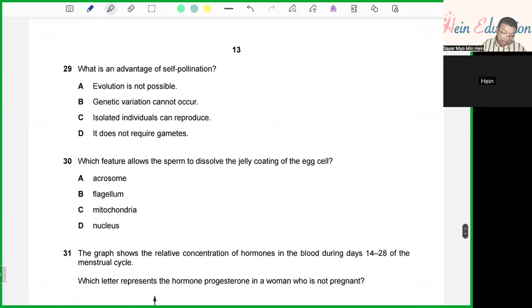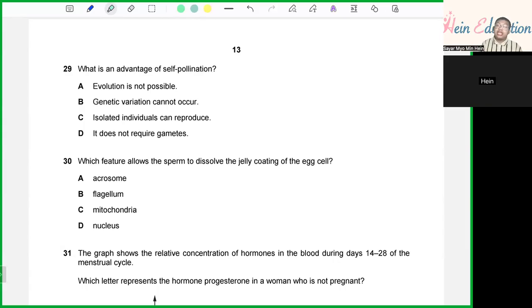And what is an advantage of self-pollination? Evolution is not possible? No, this is not correct, because even with self-pollination, over the long run, evolution is possible. Genetic variation cannot occur? No, again, since evolution can happen, there can be variation. With cross-pollination there will be a lot of variation, but with self-pollination we can still see a small range of variation.